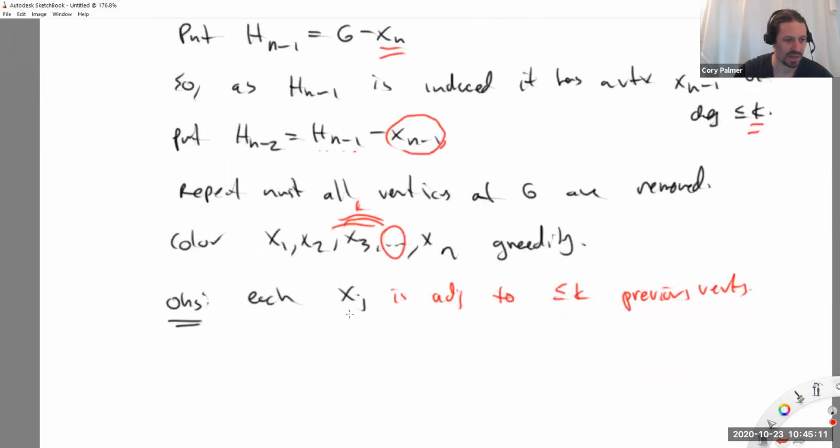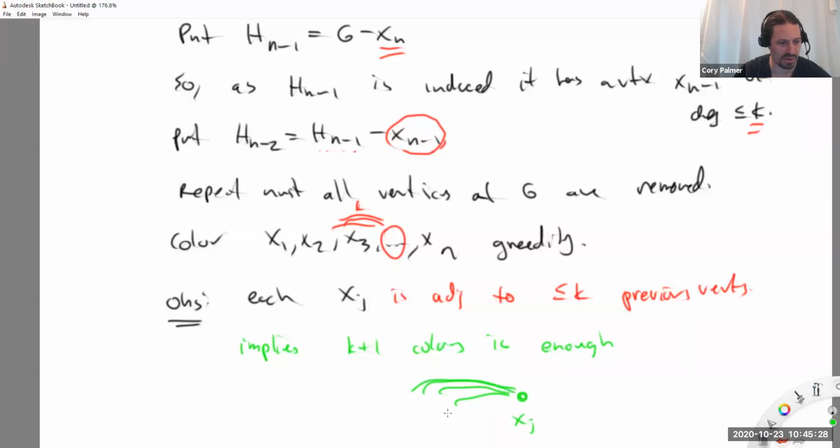So that means that Xj being only adjacent to K previously colored vertices implies that K plus one colors is enough, right? Because when I get to Xj, it's got some previously colored neighbors, but at most K of them. So we might see colors one up to K. I can put K plus one on Xj and be safe. And then all the later neighbors that Xj might be adjacent to are affected by the fact that Xj gets a color, but each of them only has K colors going back, and so they'll be safe. Now, in this specific example, this got K plus one. It doesn't mean it gets K plus one. It just sees K of the K plus one colors.